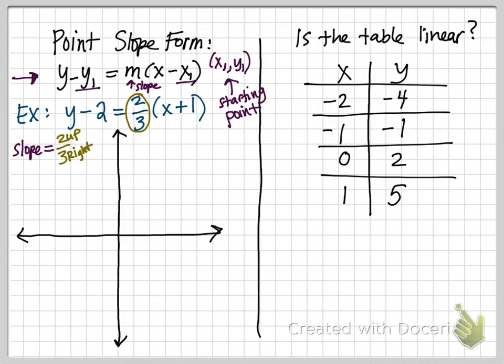It's 2/3. And then we need an ordered pair to begin. So our starting point, our ordered pair to begin, is x1, y1. So if you look at point slope form, x1 is right here, and y1 is right here. So I'm going to circle those in this point slope form. So this is my x1 and my y1.